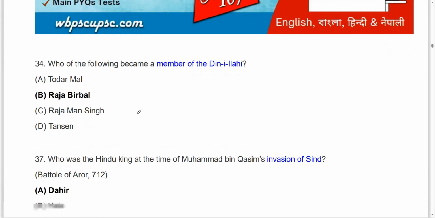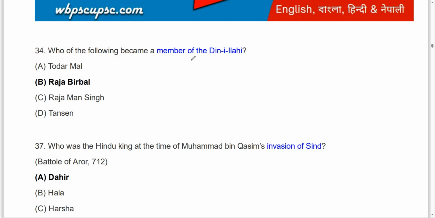Absolutely fine. Moving on to the next question: who of the following became the member of the Din-e-Ilahi? Raja Birbal is the one who became the member of Din-e-Ilahi. Din-e-Ilahi was a kind of religion brought about by Akbar, and Raja Birbal became a member of it.